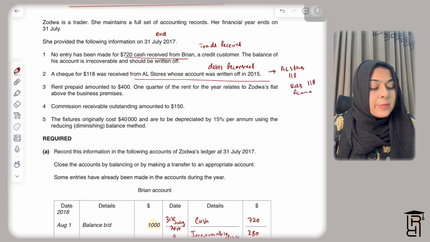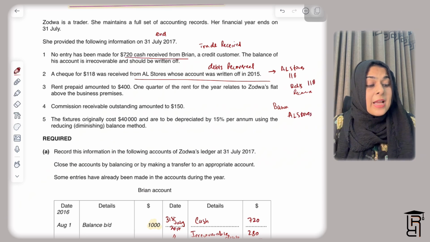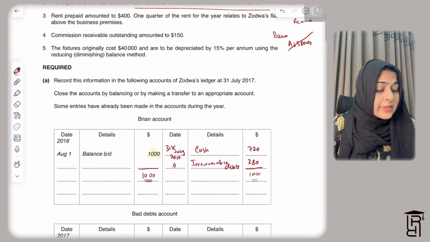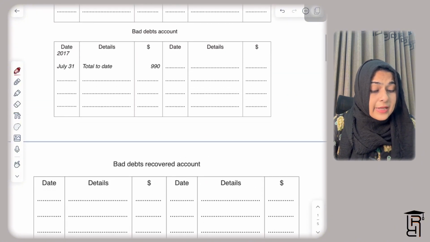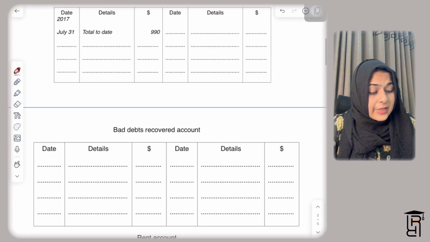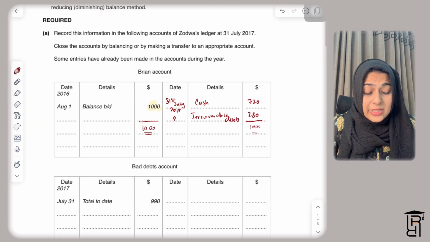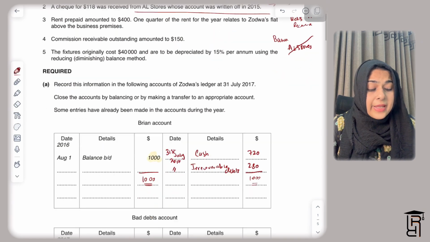And when you receive the money, you do bank debit and AL Stores credit. So this also is going to be 118 both sides. But when you actually write this in your T account, in the debts recovered account, AL Stores will be cancelled with AL Stores. So you can write bank on the credit side in the debts recovered account. I'll write 118. This is for my debts recovered, which I have recovered from AL Stores.